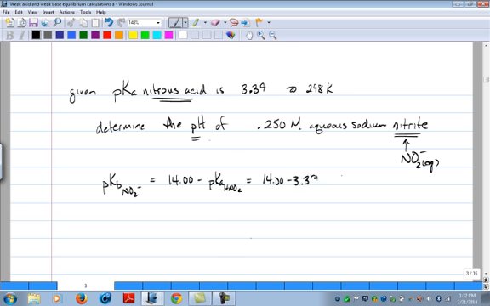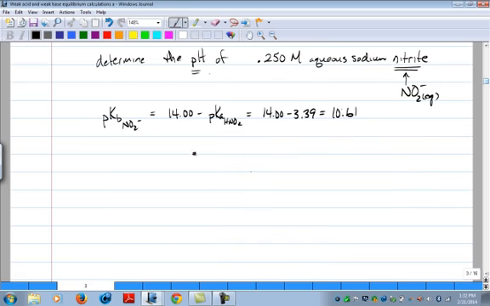14 minus 3.39, and that will get us 10.61. And then by definition we can get the Kb value for nitrite is just 10 to the negative 10.61, and we'll leave it at that. There's no need to write that in scientific notation.